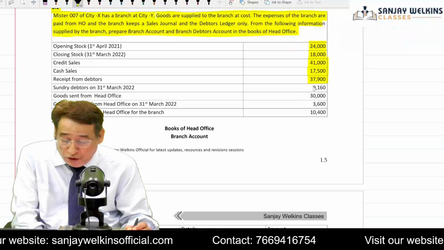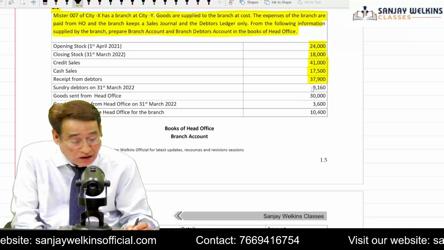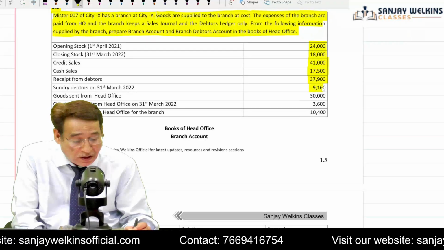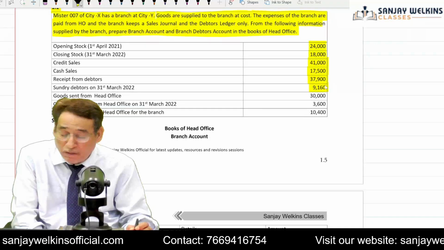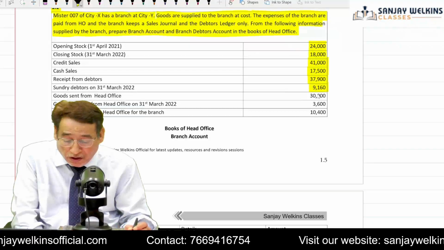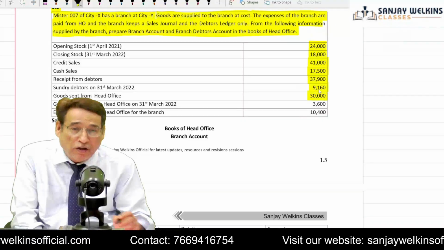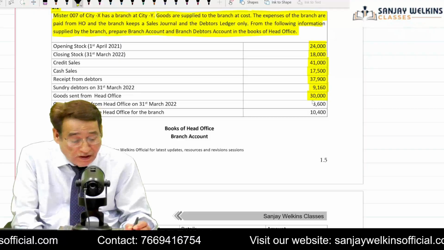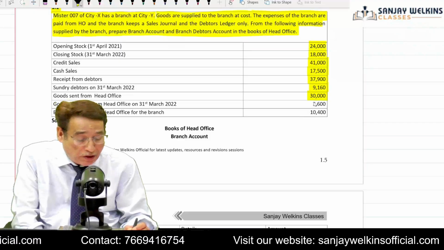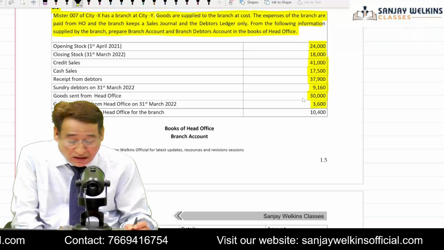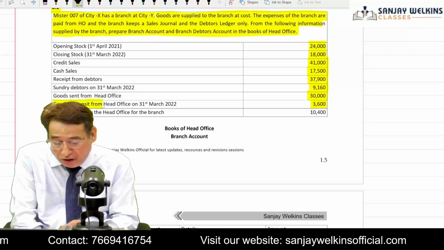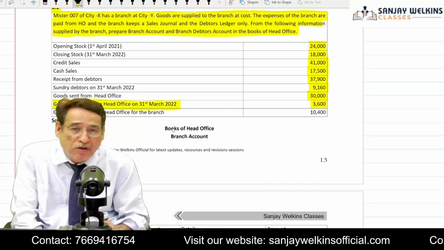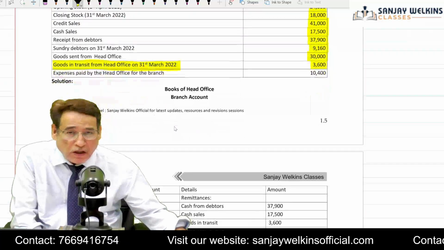Then we have sundry debtors, and sundry debtors is equal to 9160, and goods sent from head office is equal to 30,000. So 30,000 worth of goods have been sent by the head office. You are going to put it on the debit side of the branch account. And this is the point: goods in transit from head office. Goods in transit from the head office. What does it mean actually?